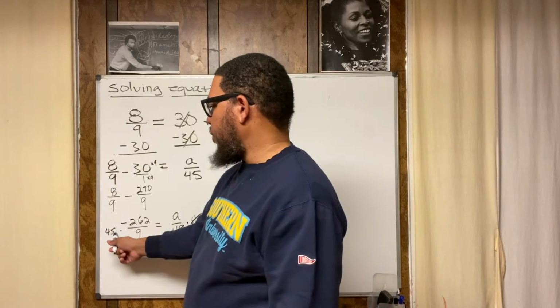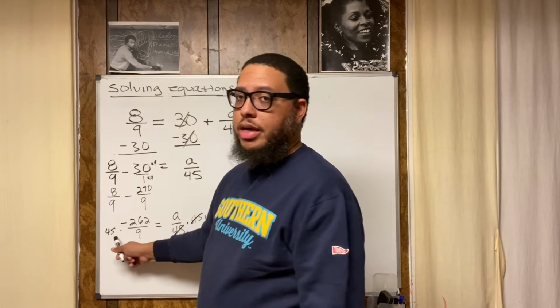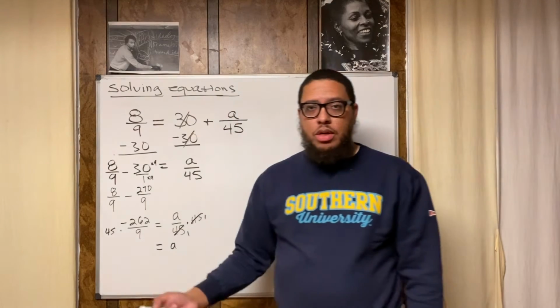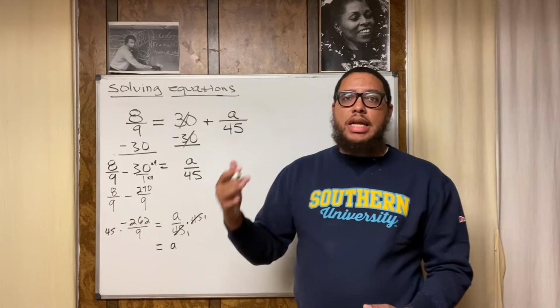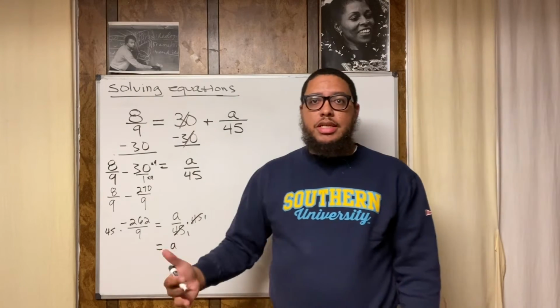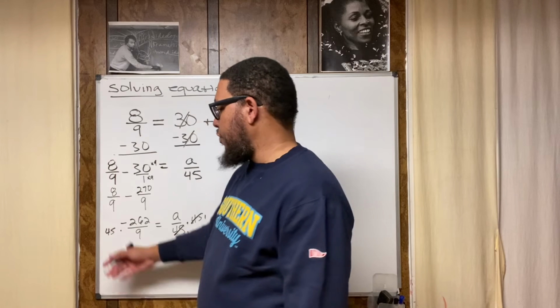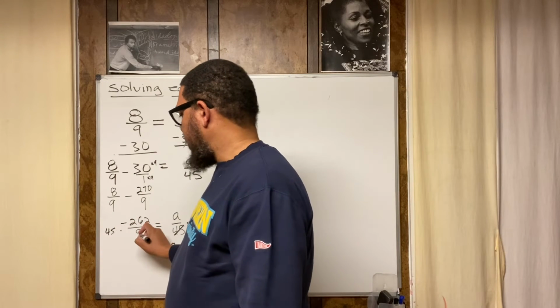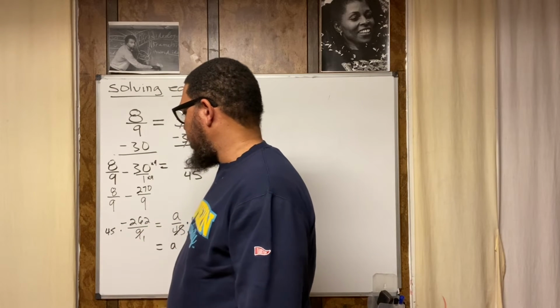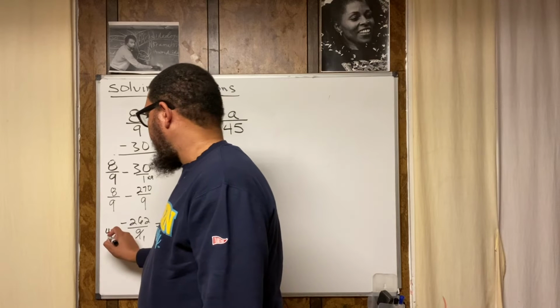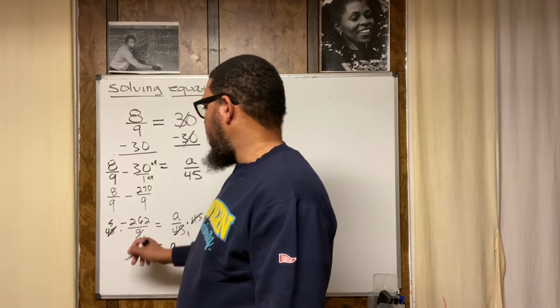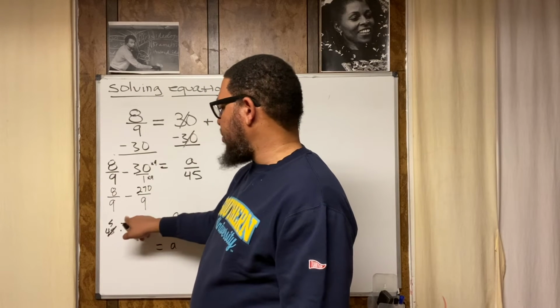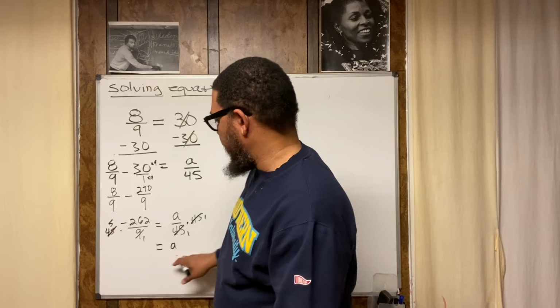So I say, okay, 45 and 9, do they have a common factor? And they do. 45 and 9 have several common factors, but what I mean is really, what's the greatest common factor? What's the GCF of 45 and 9? The GCF of 45 and 9 is 9. So I do 9 divided by 9, that becomes 1. I do 45 divided by 9, that becomes 5. So now I just do 5 times negative 262 to get the answer, right?